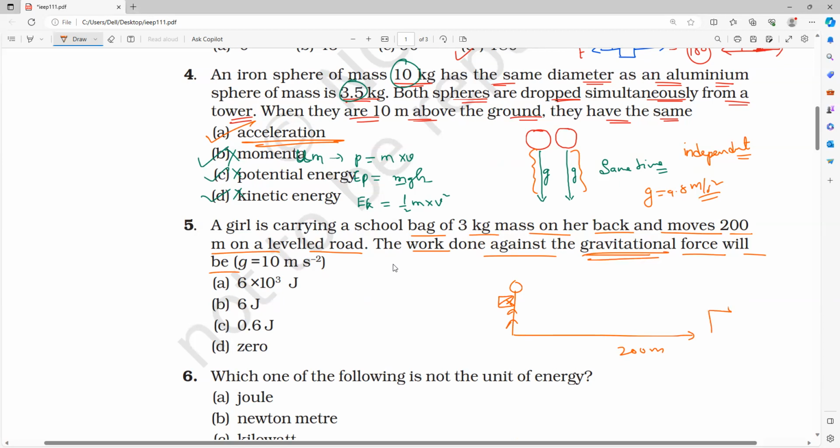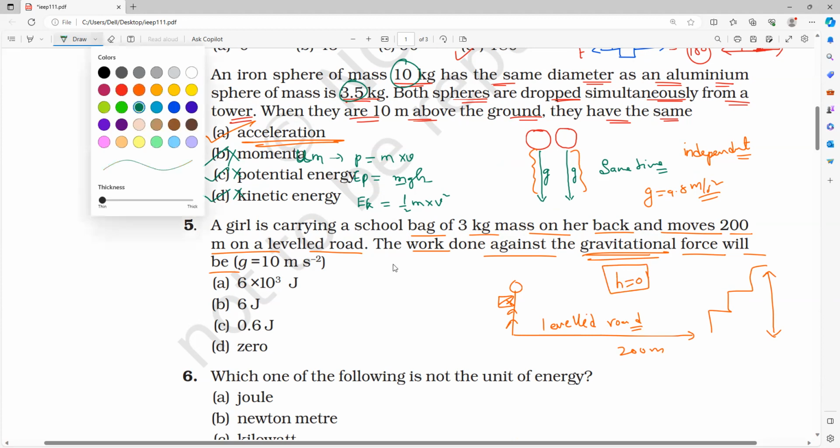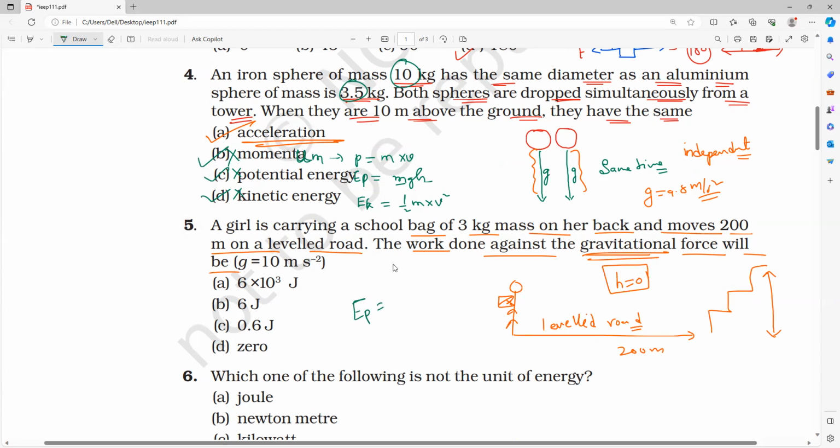If she is climbing the steps, she has done work against gravity. But she is traveling on what road? A leveled road. If it is a leveled road, the change in height h is equal to 0. So h equals 0 means work done against gravity is automatically 0. What is the formula for work done against gravity? Work done against gravity is equal to mgh. So h is 0 means work done against gravity equals 0.